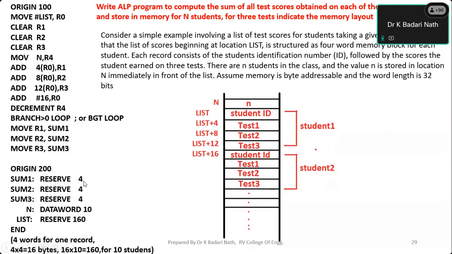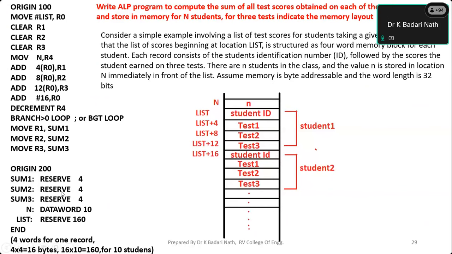Then I have to reserve 4 bytes to store the total sum of all the test one scores. Sum one, reserve 4. Sum two, reserve 4. Sum three, reserve 4. List is the place where all the data records of all the students are stored. It's reserve 160. Four bytes are required for one word, and there are 4 words, so 16 bytes are required for one record. For 10 students, that is 160 bytes. That is what we have reserved here.